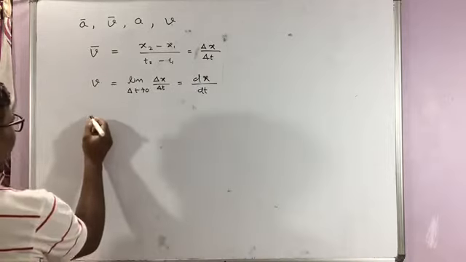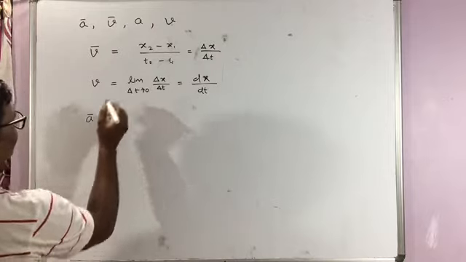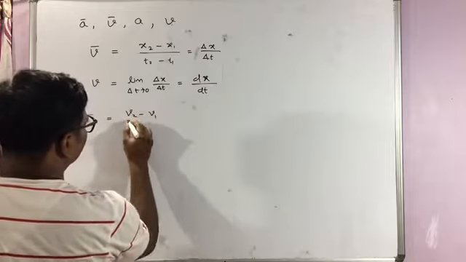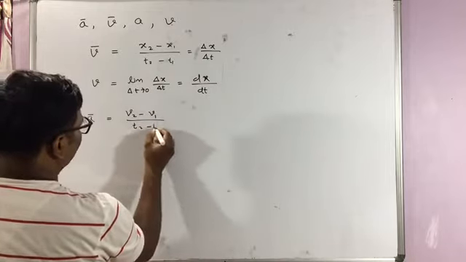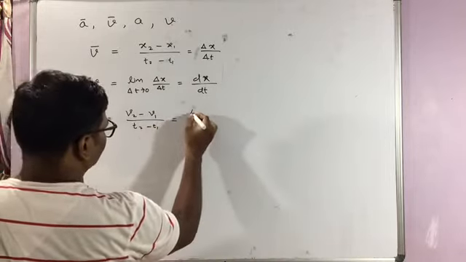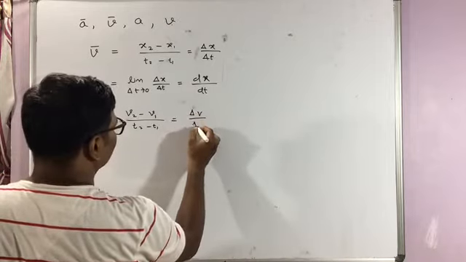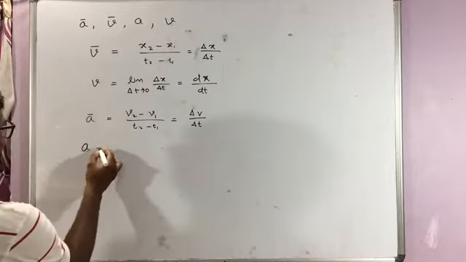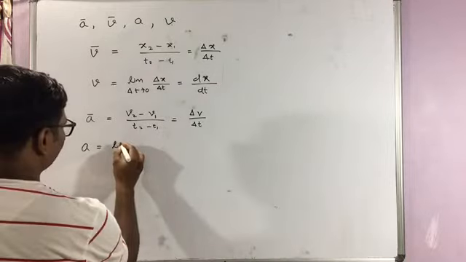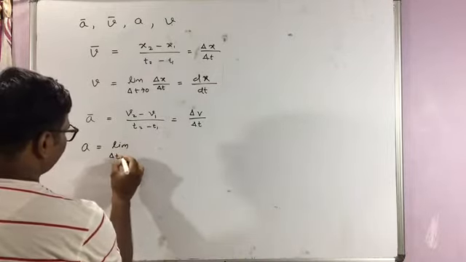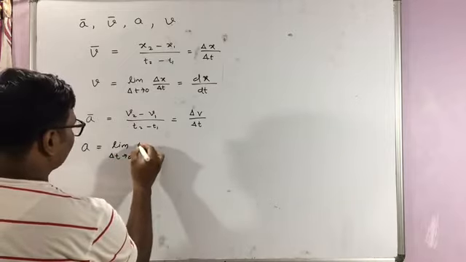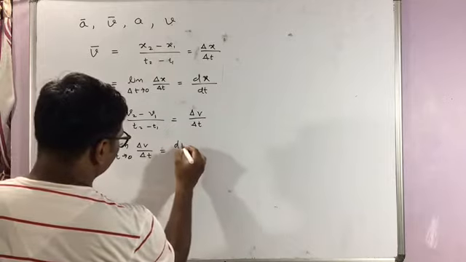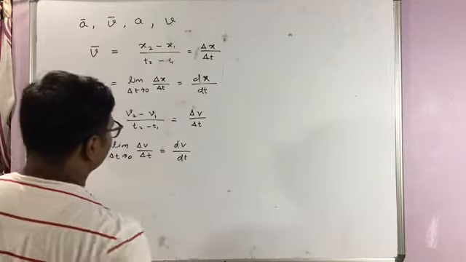Now comes your acceleration. Your average acceleration is what? In the same form, it is (v2 minus v1) by (t2 minus t1), which is del v upon del t. And instantaneous acceleration is given by the limit delta t tends to 0 of del v upon del t, which is equal to dv by dt.